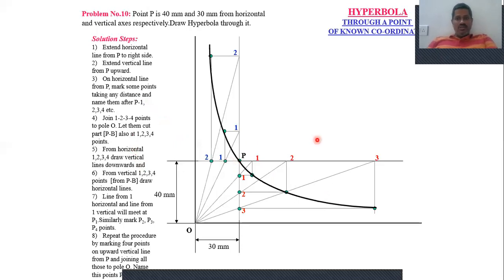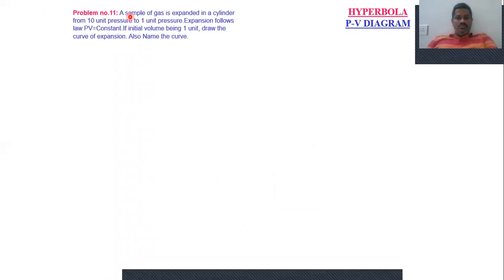Now I am moving forward to see the hyperbola in a given diagram like this. I read out the problem. A sample of gas is expanded in a cylinder from 10 unit pressure to 1 unit pressure. Then the expansion follows the law PV is equal to constant. If the initial volume is 1 unit, draw the curve of expansion, also name the curve.